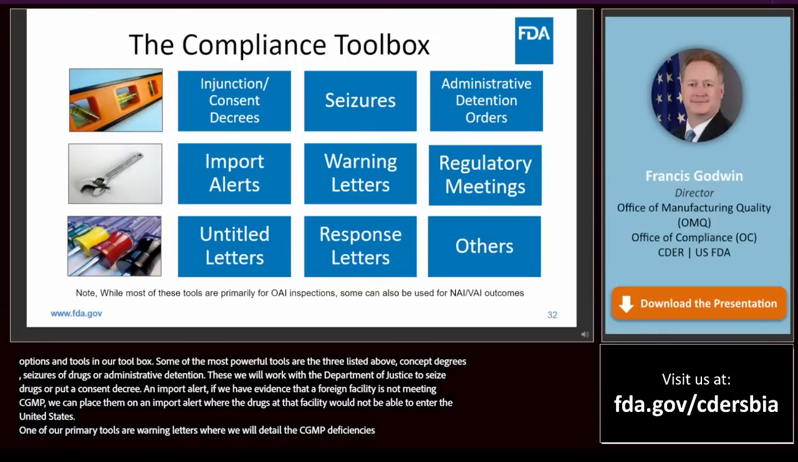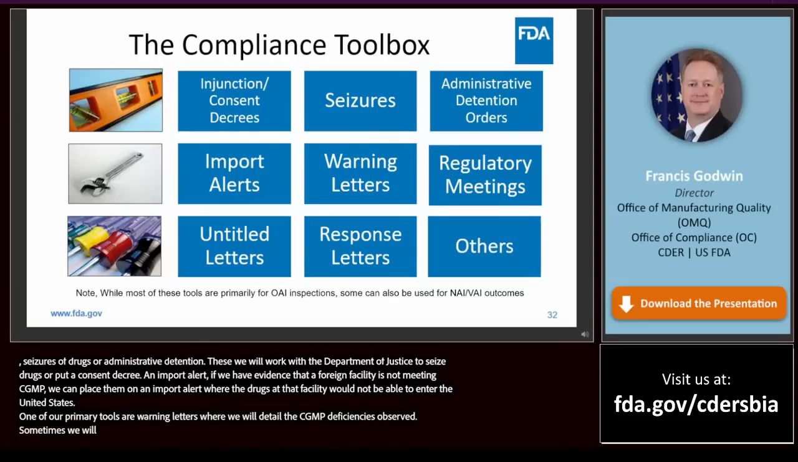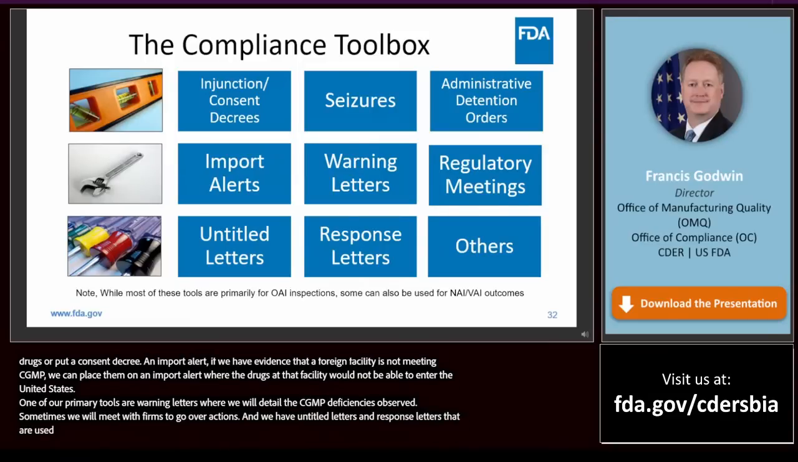Additionally, sometimes we will meet with firms to go through technical topics. Those are our regulatory meetings. And on the bottom row, we have a few others. We have untitled letters, response letters. These are used less often. And I do want to point out, while most of the tools I'm talking about are for OAI inspections, some of these can be used for NAI, VAI outcomes, particularly if we want to meet with a firm and talk with them on a few technical issues to get them over the hump.